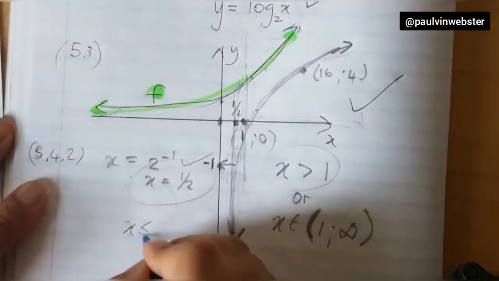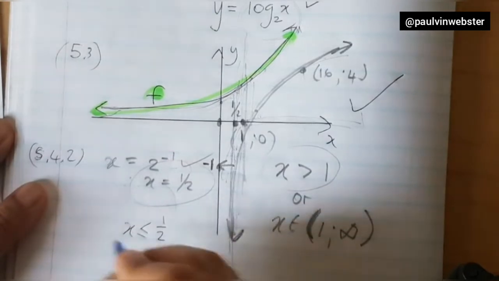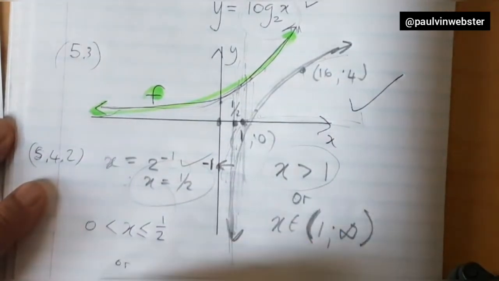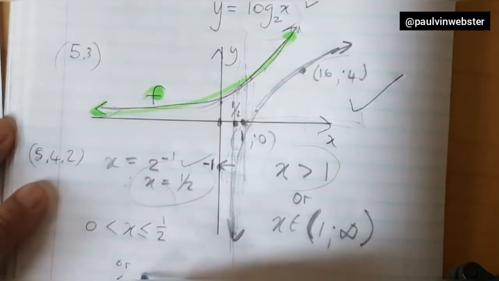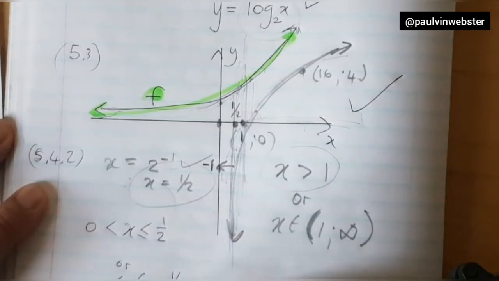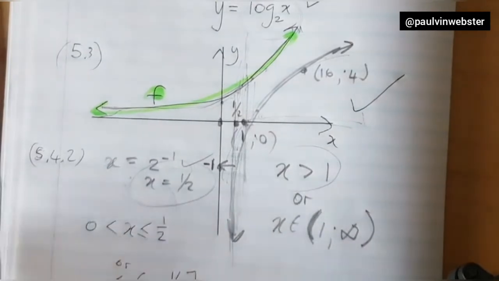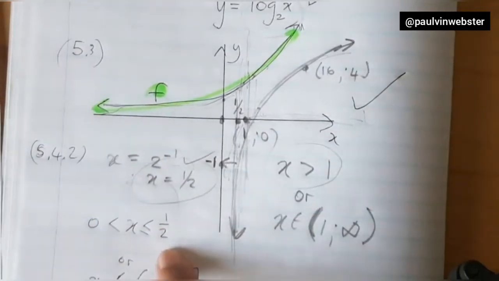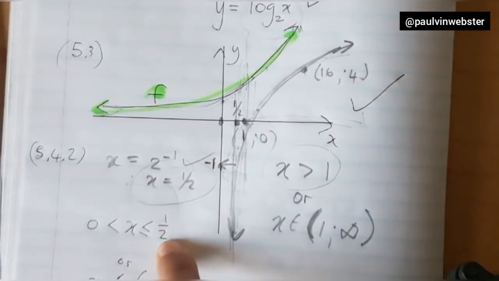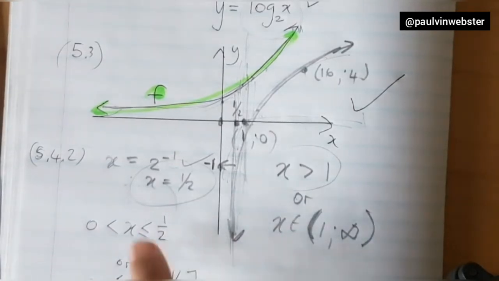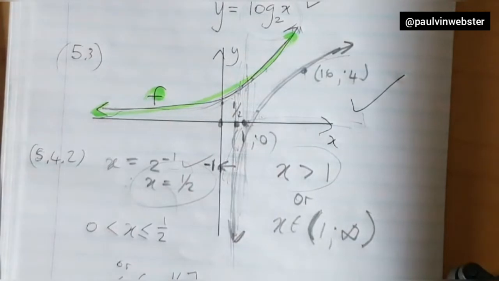less than or equal to a half, but greater than 0. Or you can write it in the other notation, which is all the x is an element between 0, which is excluded, and a half, but half is included. Hopefully this one makes sense. It's worth 2 marks, but you had to do an extra step to calculate the half here, because half wasn't on the graph, so you had to calculate it.